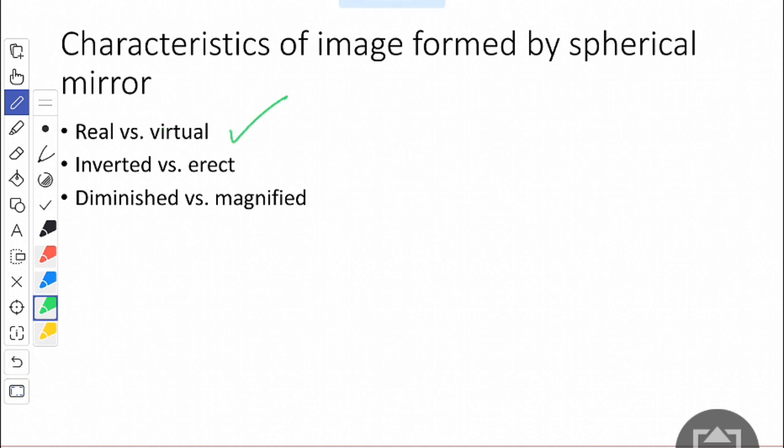Real versus virtual. What is a real image? What's a virtual image? All of you, type the answer in the chat box. I want to hear from you. Write down what is the real image and what is the virtual image.